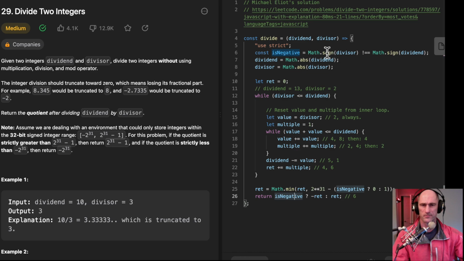We start the algorithm in strict mode as usual, and we get the sign of each operand, so the dividend and the divisor. Make sure that they're the same.